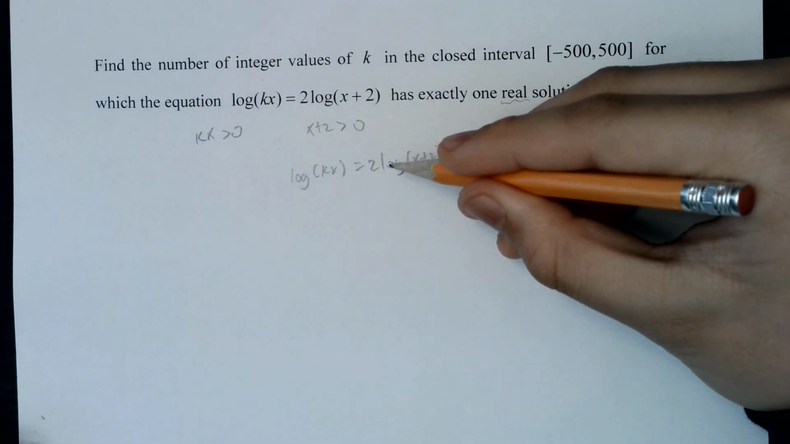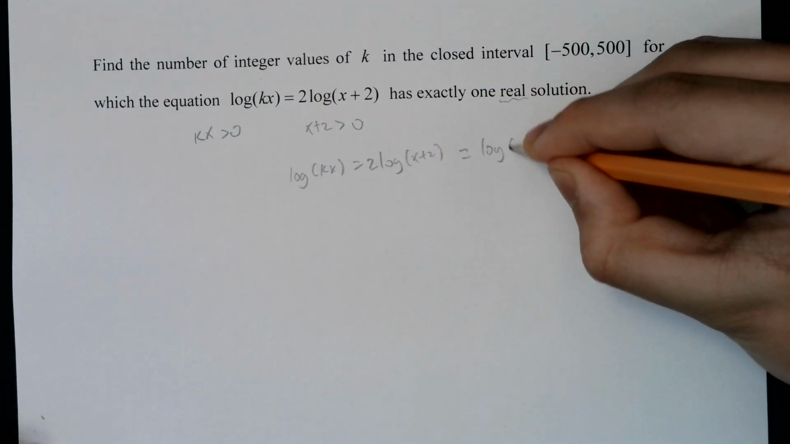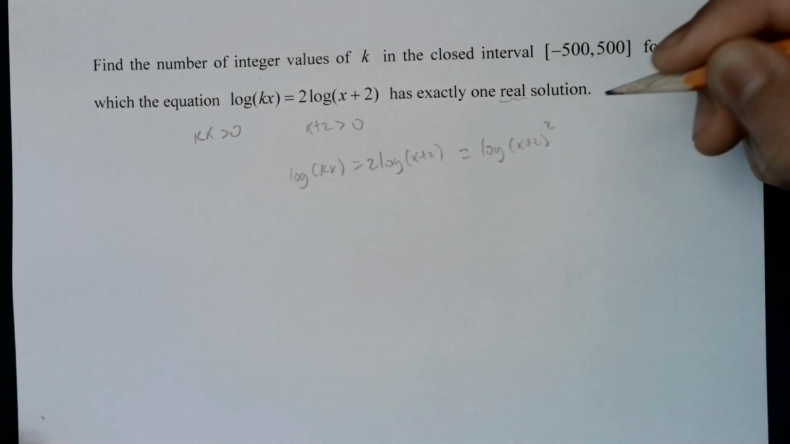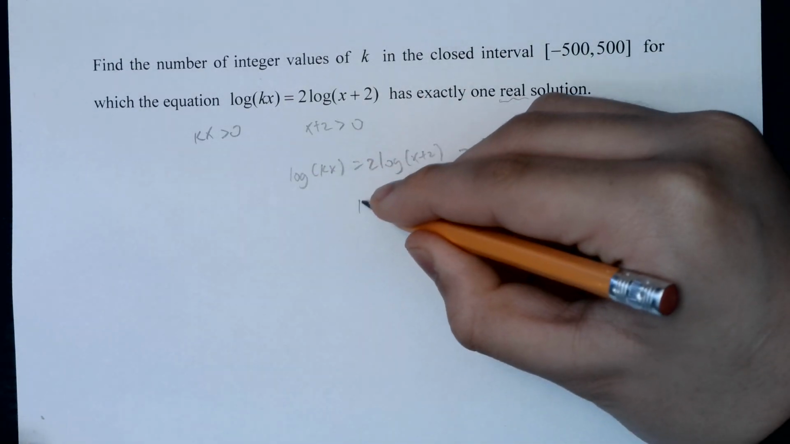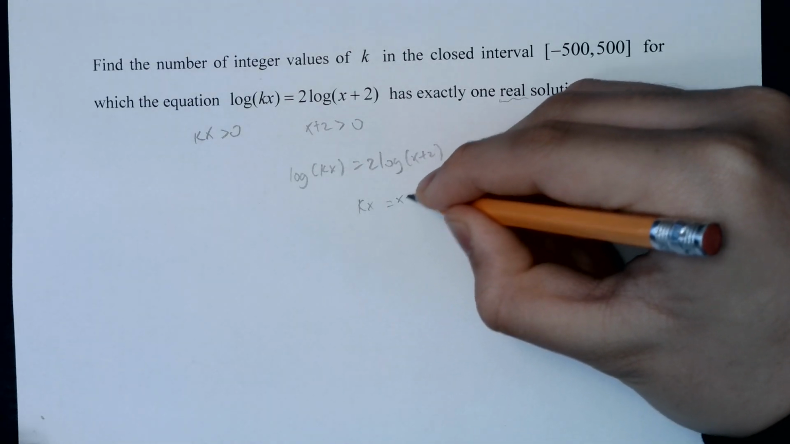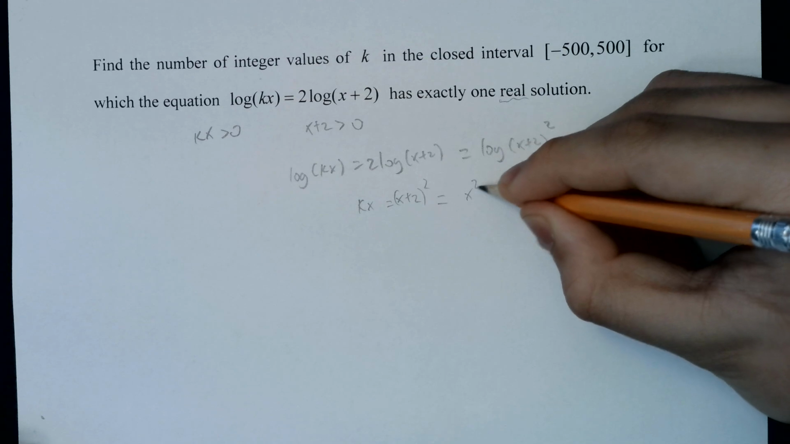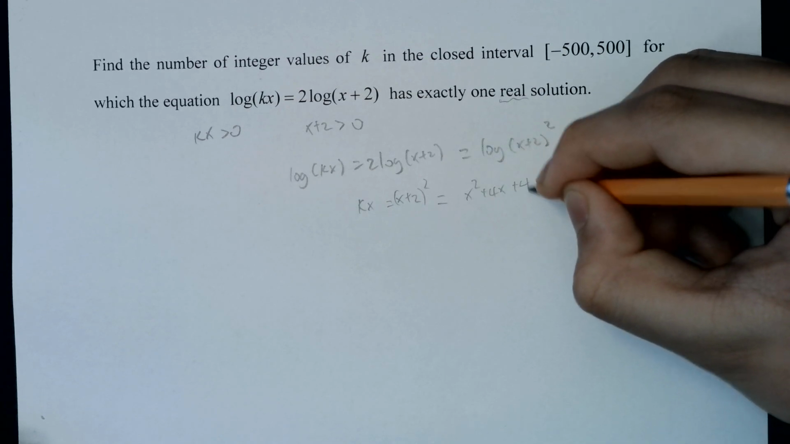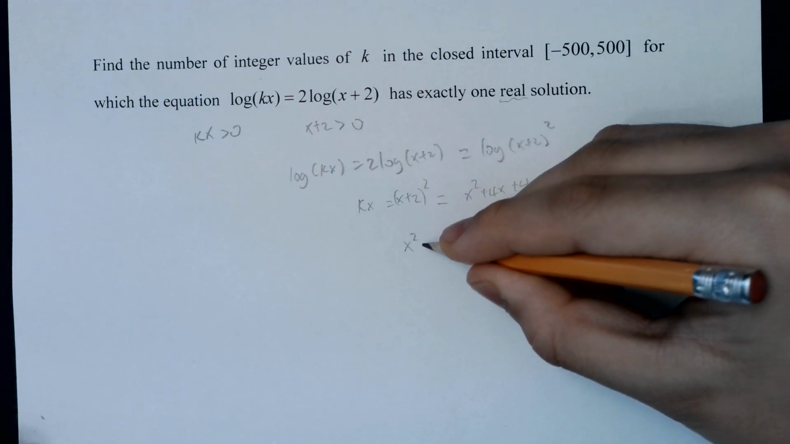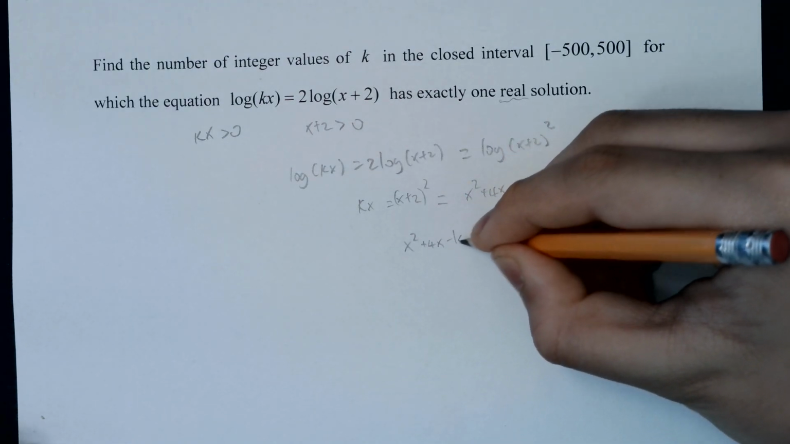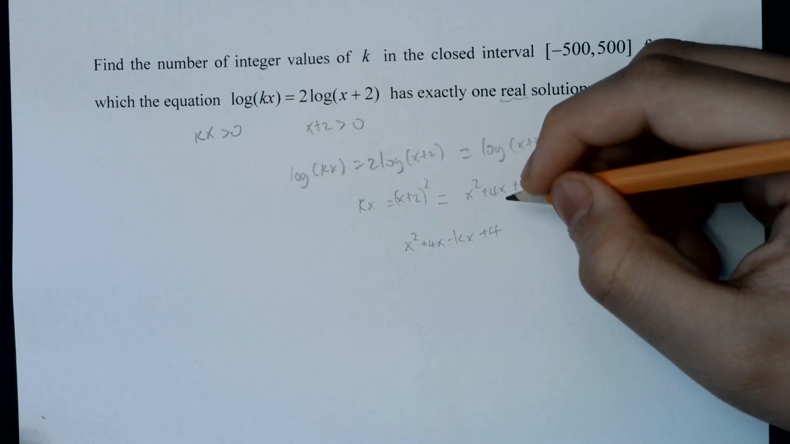Now, because the 2 is in front of the log, we can multiply this in here, which turns into log (x + 2) squared. Now, from this, we can then remove the log in front, and we receive kx, which should equal (x + 2) squared. Further simplifying, we get x squared plus 4x plus 4. Now I'm going to move the kx over, and now we receive a quadratic equation, x squared plus 4x minus kx plus 4. Now we're going to be doing some casework really quickly.